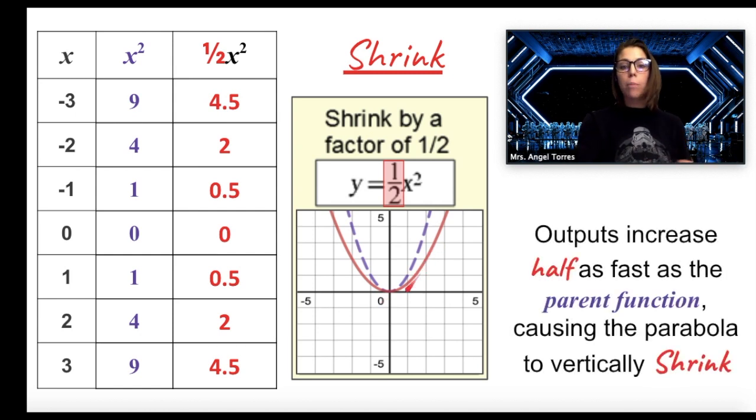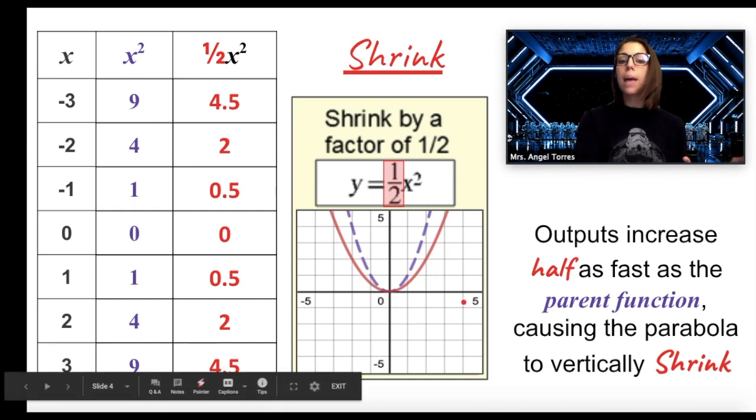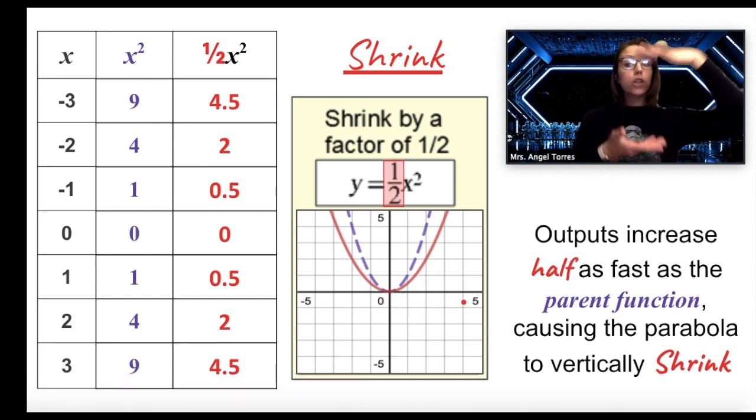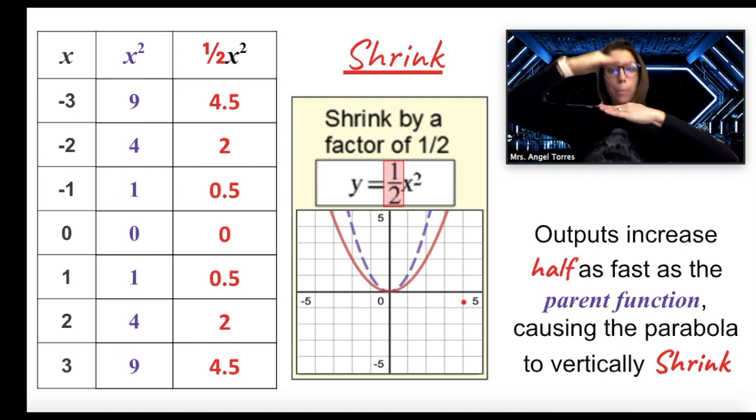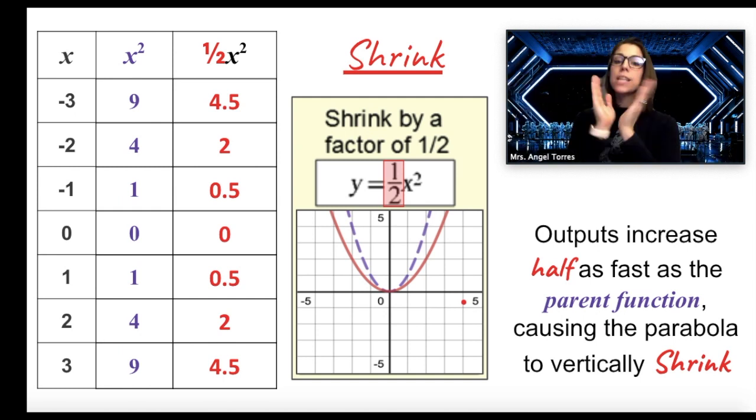Well, now your outputs are increasing half as fast as your parent function, causing that parabola to vertically shrink. In other words, because I'm not growing as fast, it's like you're compressing on top of those values, and the parabola is going to get wider and wider.